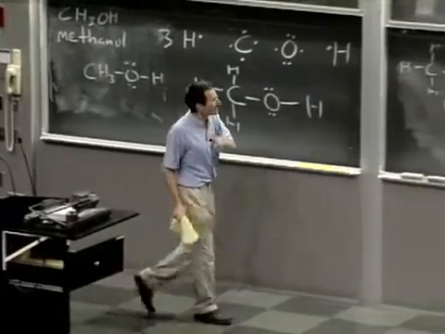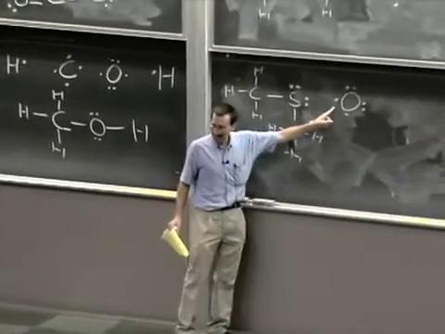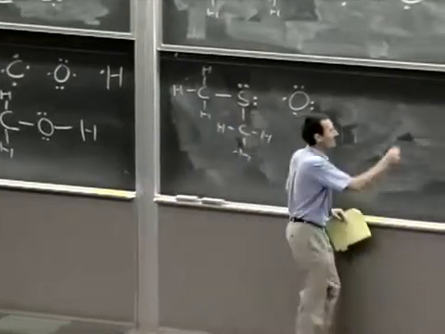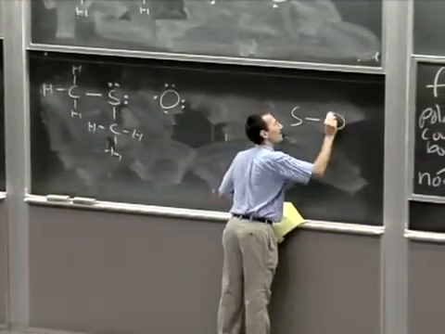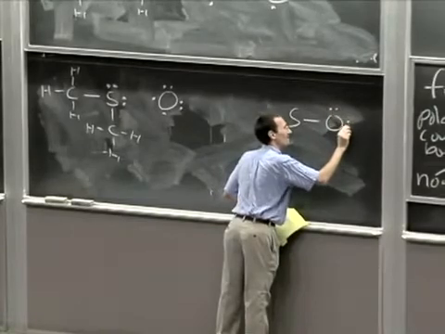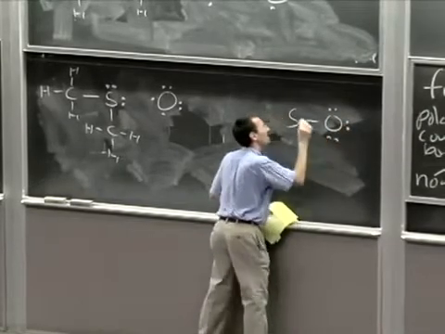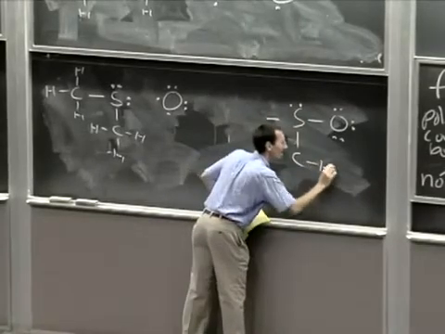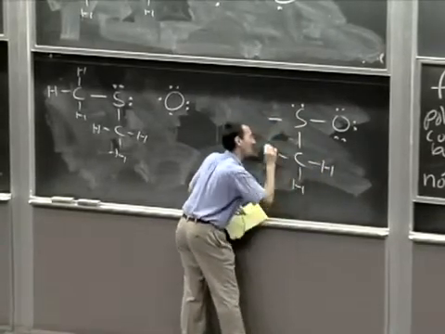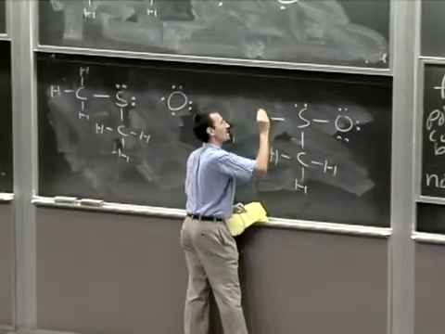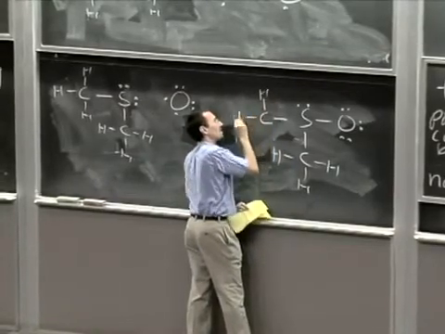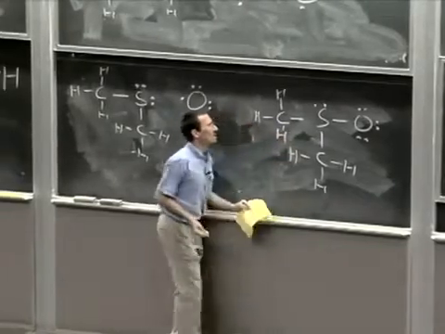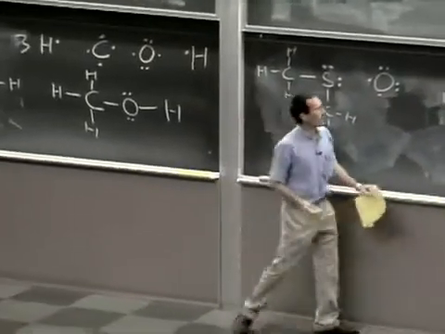Connect the sulfur to the oxygen. The oxygen has 6 electrons. It just wants 2 more. So it's happy. Connect the sulfur to the oxygen. We'll have 8 electrons around everybody. Everybody gets a complete octet.